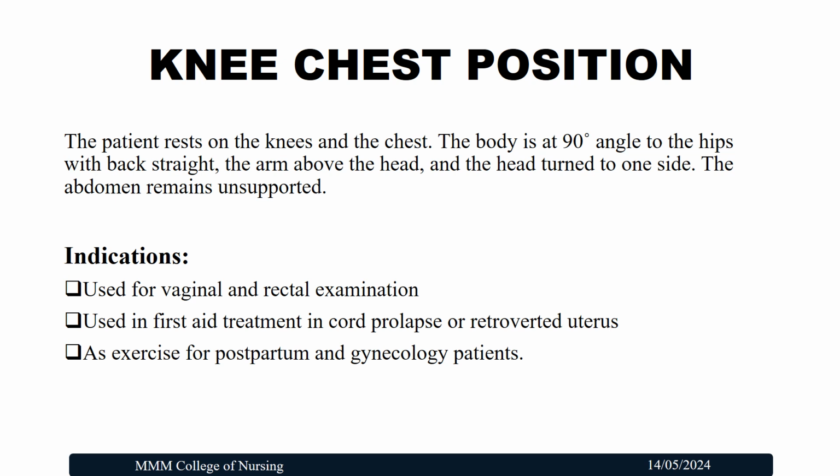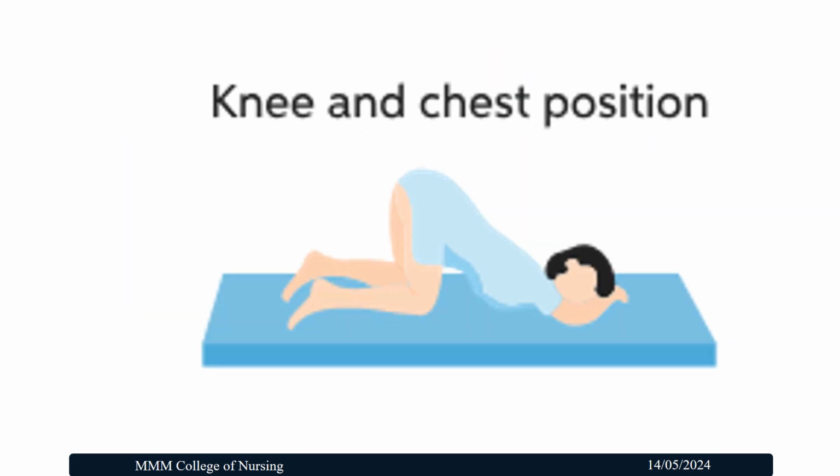Knee chest position. The patient rests on the knees and chest. The body is at a 90-degree angle to the hips with back straight, the arms above the head and the head turned to one side. The abdomen remains unsupported. Indications for this position: used for vaginal and rectal examination, used for any first aid treatment in cord prolapse or retroverted uterus, as exercise for postpartum and gynecology patients. This is the picture for knee chest position.